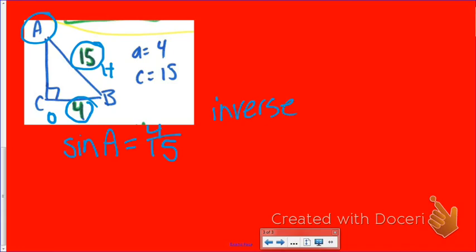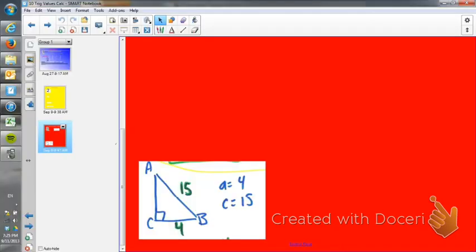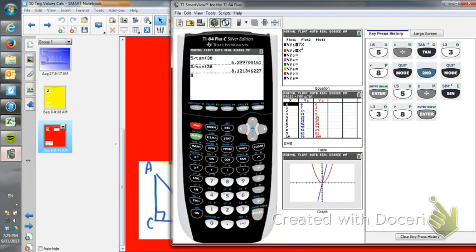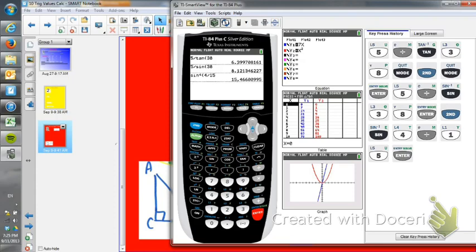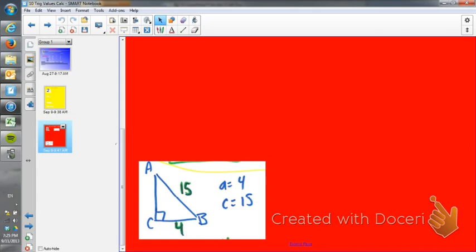So I'm going to type this in my calculator as sine inverse 4 divided by 15. And as long as my mode's in degrees, I'm going to get the right answer. So I'm going to double check this one. I'm going to go to my calculator, and I'm going to type in inverse sine of 4 divided by 15, and I get 15 degrees. So that is my missing angle, not my missing side.